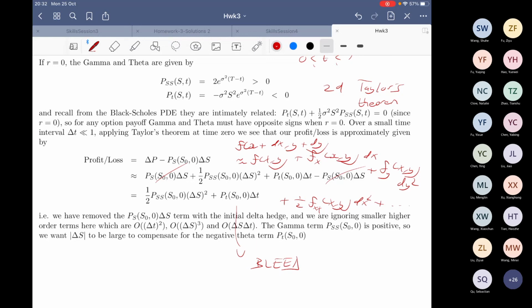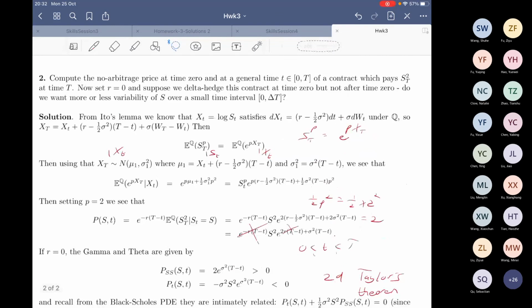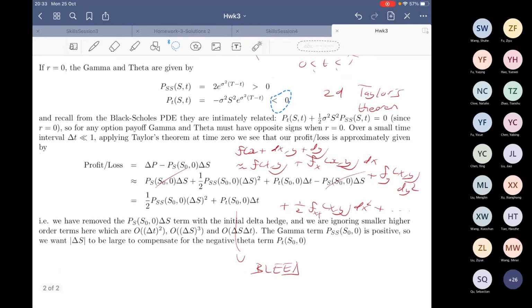Conversely, if we rigged up the question the other way around and considered the payoff of minus S_T squared, then it would be the other way around. The gamma would be negative and the theta would be positive, and in that case the bleed would be more of a growth. It would be a good thing for you, and you would be betting on there not being much action, i.e., you would want dS squared to be very small. So this also clarifies the sense in which it's a fair game.